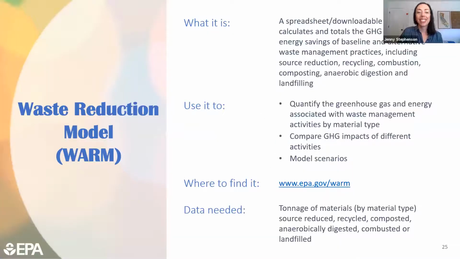Okay, now transitioning to our Waste Reduction Model, also commonly called WARM. In a real nutshell, WARM is a life cycle emissions-based calculator that enables you to quantify the impacts of source reduction, recycling, and composting compared to had the material been landfilled or incinerated. So that's what it does. The only data you need is a tonnage by material type and where it went.